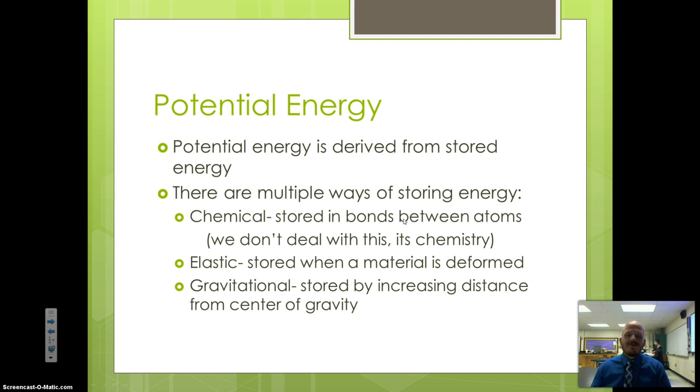Anyways, potential energy. It's derived from the stored energy. So this is energy that is not actively doing something at the moment, but it has the potential to do something. There are three main ways of storing energy when you break it down to the simplest forms. There's chemical energy, which is stored energy in bonds. That's the type of energy our body uses. When we eat food, we get in the chemical energy, and our body converts it into whatever energy we're actually going to need. The two main ones we deal with in physics are elastic and gravitational.